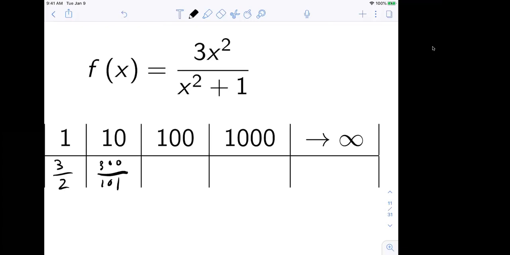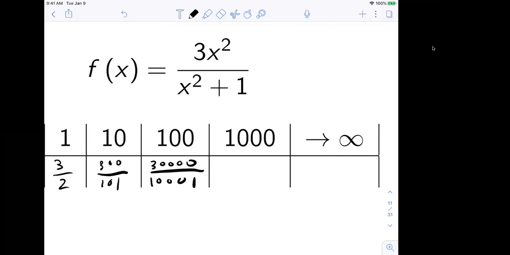And then the next line, 100 squared. In the top, I'm going to have 3 times 100 squared. Well, that's going to be 3 with 4 zeros. 1, 2, 3, 4. And then at the bottom, I'm going to have 1, 1, 2, 3, 1.